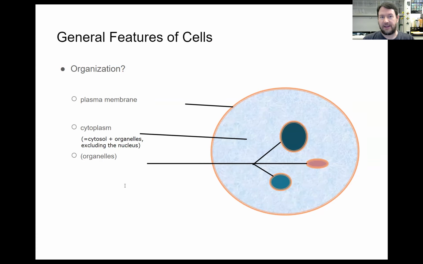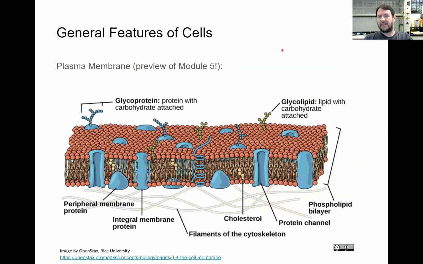Okay, so that's the general arrangement of the cell. So that's kind of the general features. Clear these before I go to the next slide, just to preview Module 5 a little bit. We'll take a closer look at the plasma membrane.